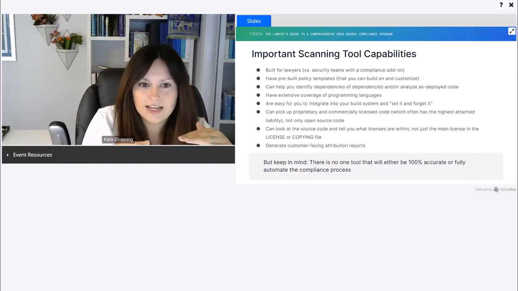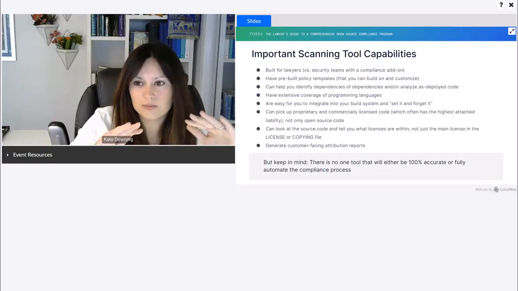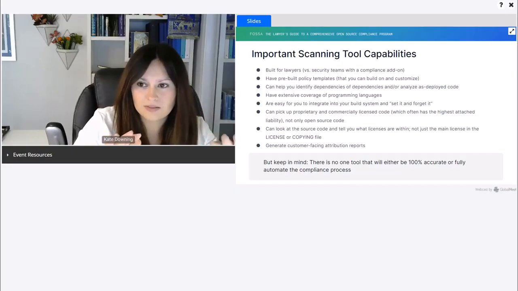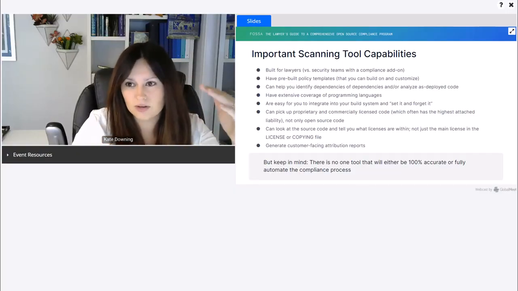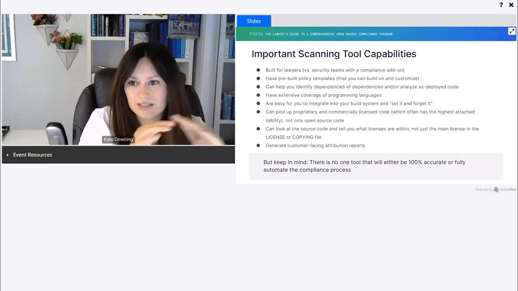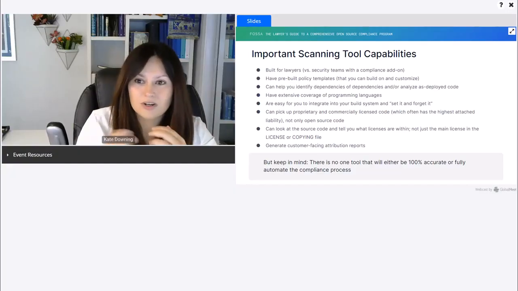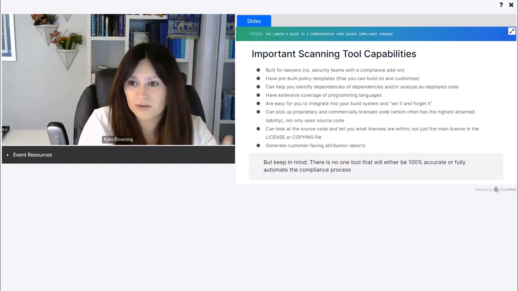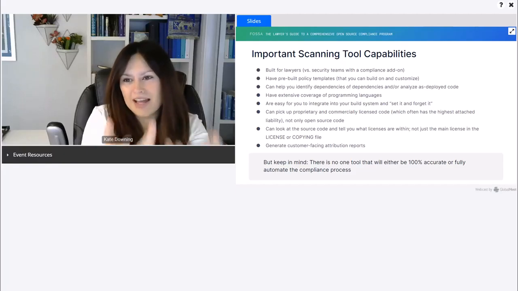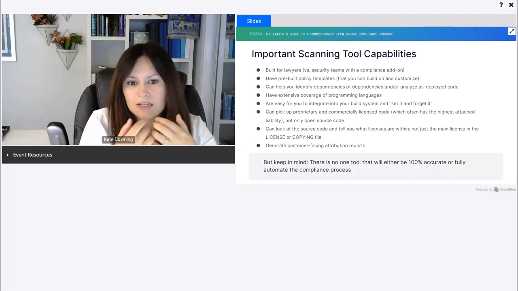Because at the end of the day, part of the output that you're doing as part of your open source compliance process is you're putting together an attribution file. This is all the open source that we're using. This is how it's licensed. Here's all the copyright information, and you hand it over, whether you're handing that over to a customer or a partner or an investor or whatever. But at the end of the day, you need to be able to hand something over. And a lot of these tools don't have that capability.